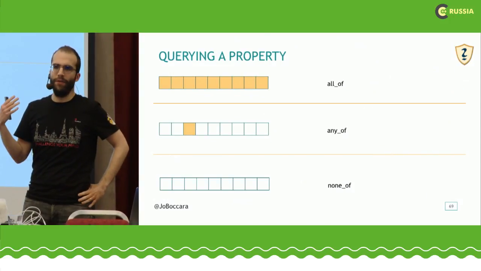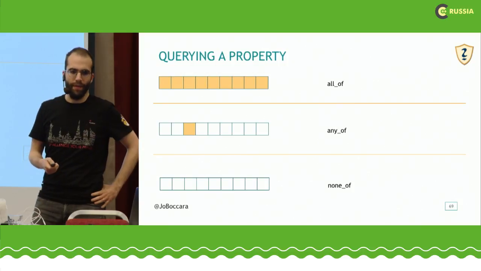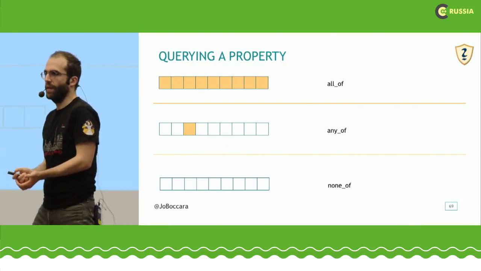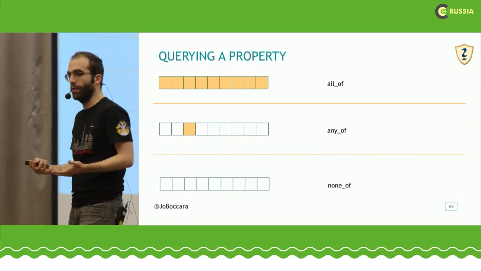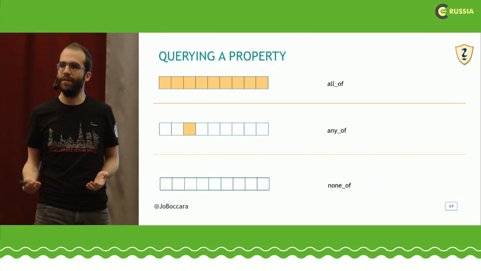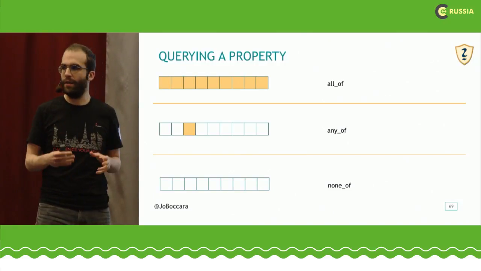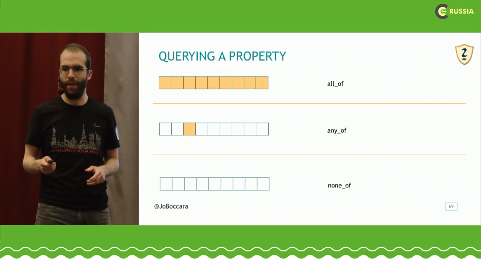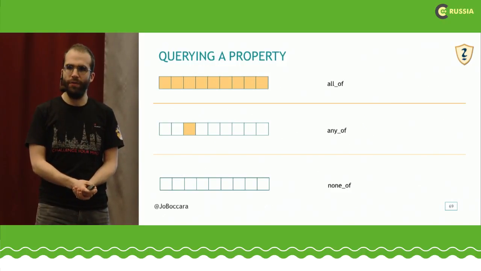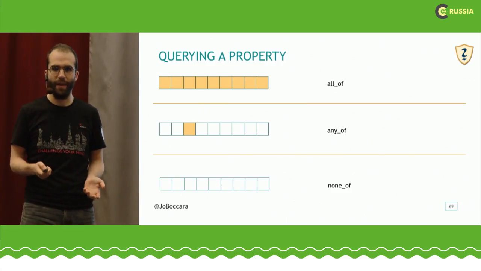That was for querying values. Now we can query a property. So there are 3 generic algorithms in the STL to query a property. That would be all of, any of, and none of, that has to do with predicates. So all of takes a collection and a predicate and returns the Boolean saying if all the elements of the collection satisfy the predicate. Any of, if at least one element satisfies the predicate, and none of, if none of the elements satisfy the predicate.